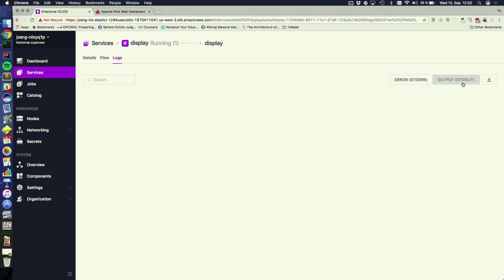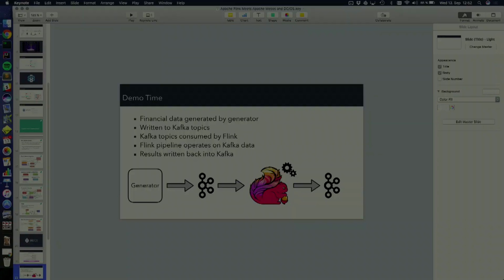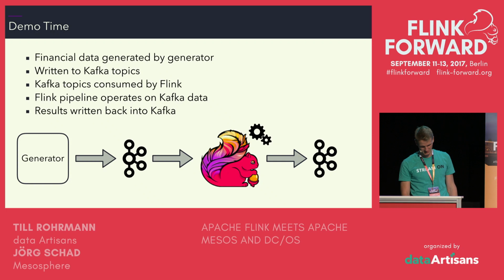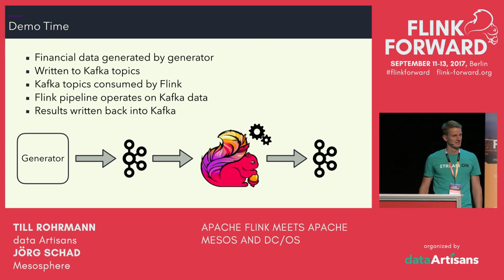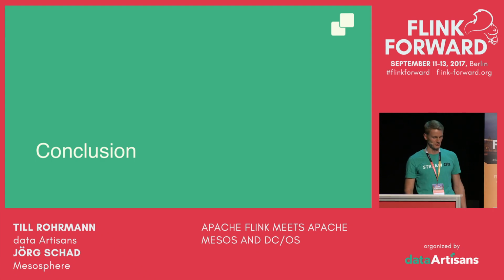Cool. Standard output, and here you see some detected fraud. So apparently our Flink job is doing something. Whether it's true fraud or not, that's still up to decision. All right. So much for the short demo. That should basically show you the few steps necessary to deploy a Flink cluster and run a Flink job. And this brings you directly to the conclusion.